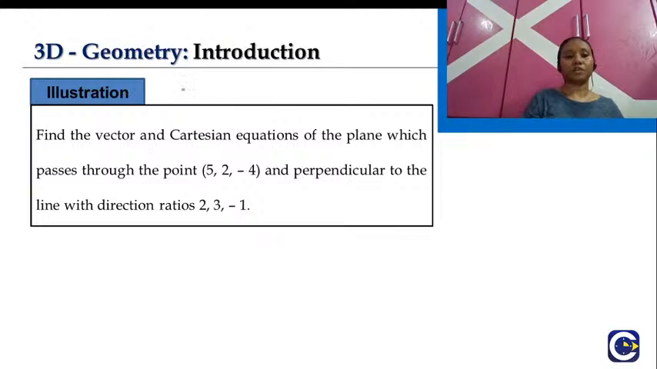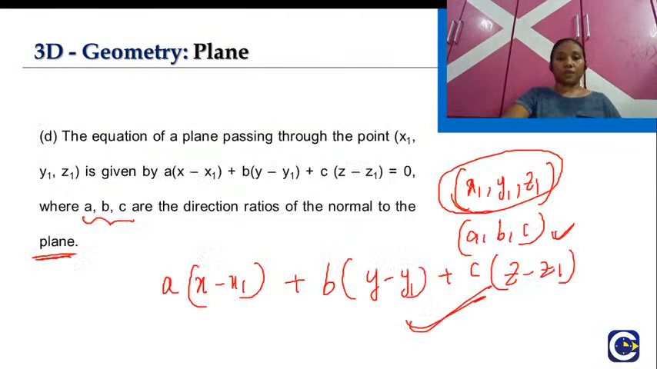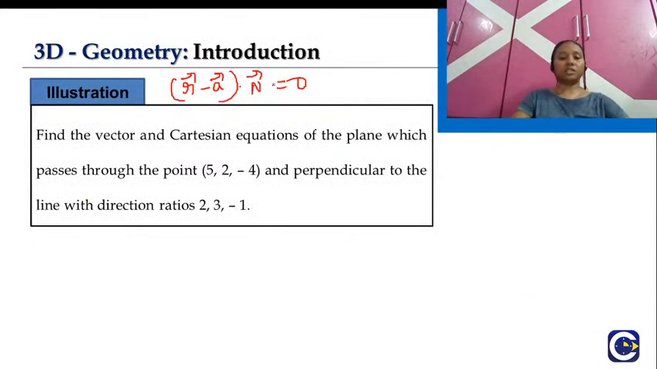So in vector form, the equation is (r bar minus a bar) dot n bar is equal to 0. Right, so that's what we have seen. So just try and write the equation here.